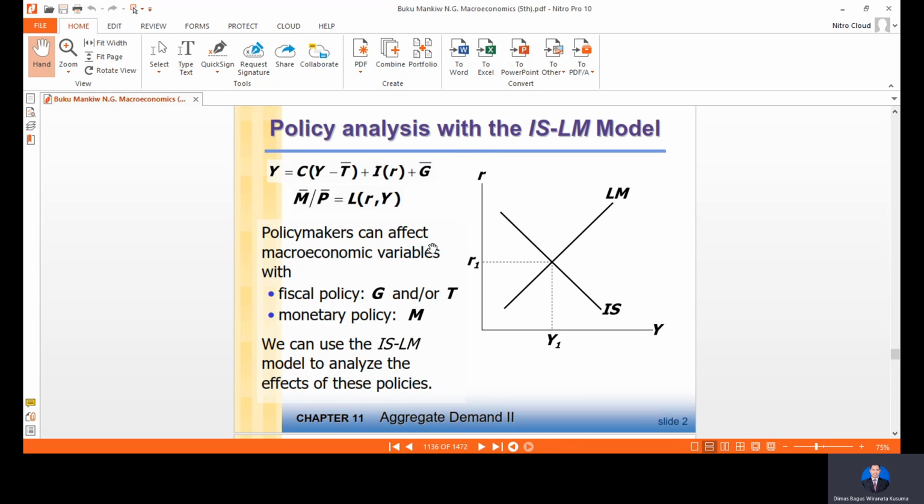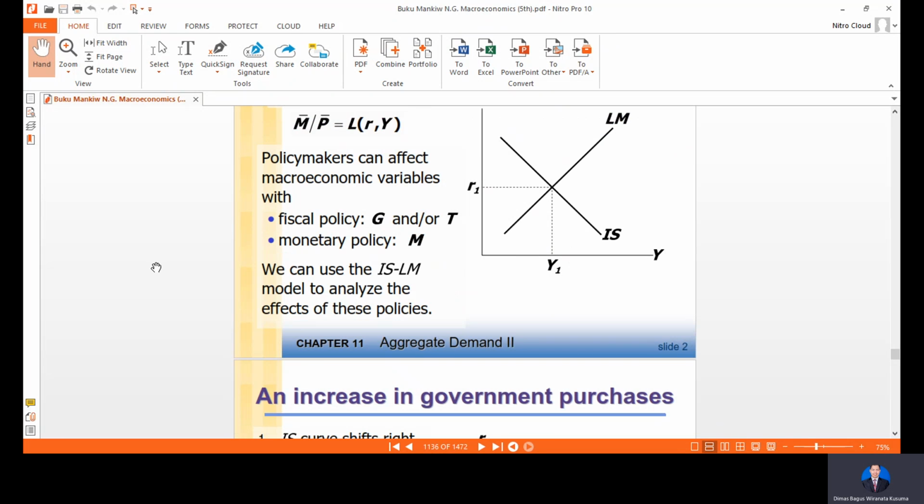Policymakers can affect macroeconomic variables with fiscal policy and monetary policy. Actually, these equilibriums can be changed by policymakers' actions, namely fiscal policies through government spending and taxes, whereby it deals with the investment-saving curve. And the LM curve deals with monetary policy. So we can use the IS-LM models to analyze the effect of these policies. The effect of the fiscal and monetary policies can be looked at through the IS-LM curves.